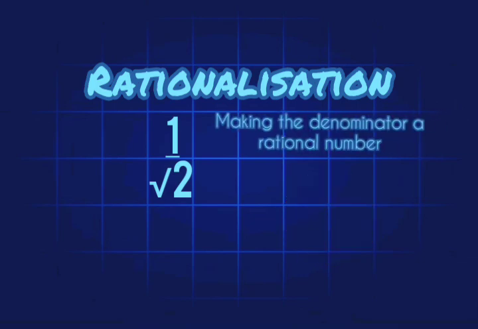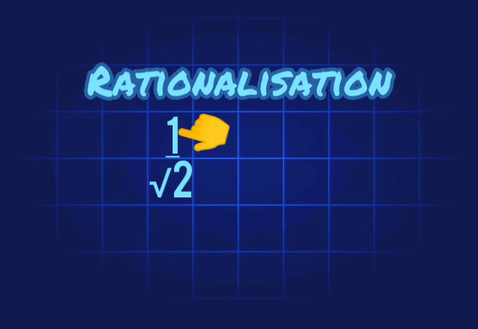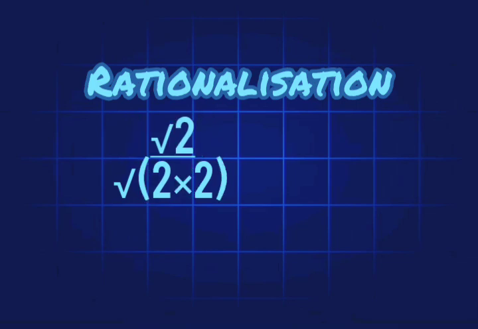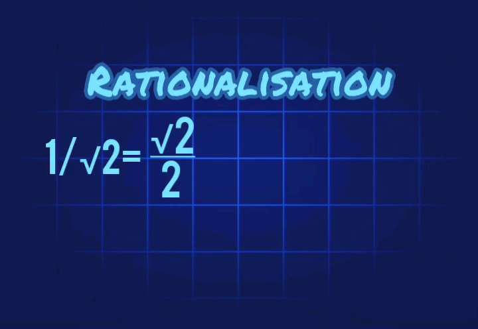It means changing the expression so that the denominator becomes rational. In this case, we multiply the numerator and the denominator by the square root of 2. The numerator becomes the square root of 2 and the denominator becomes 2. So 1 divided by the square root of 2 becomes the square root of 2 divided by 2. We've removed the surd from the denominator without changing the value of the expression.